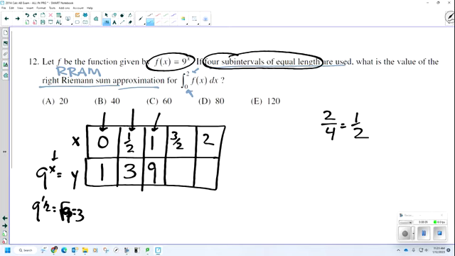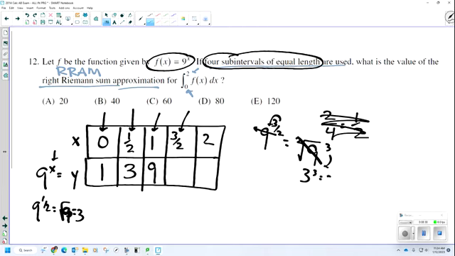This exponent right here, that's 9 to the 3 halves. I have 9. The top, which is 3, slides down, and the bottom, which is 2, pops out. I say top down, bottom out. The square root of 9 is 3, but I still need to cube it: 27. And last but not least, 9 with an exponent of 2 is 81, 9 squared. That's our table. We need to do our RRAM with 4 subintervals.